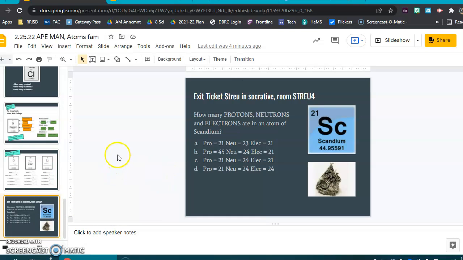So here's our exit ticket. Whether you're in Miss Drew's room, you use Socrative. If you're in Miss Brown's room, we did Plickers. So how many protons, neutrons, and electrons are there in an atom of scandium?